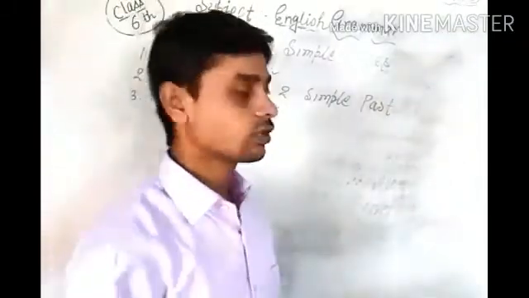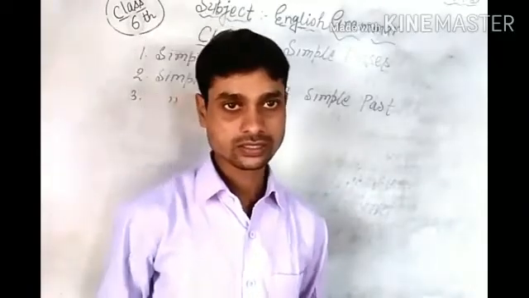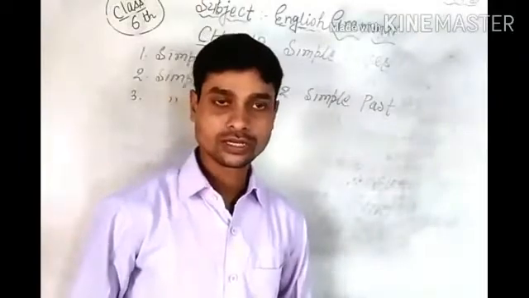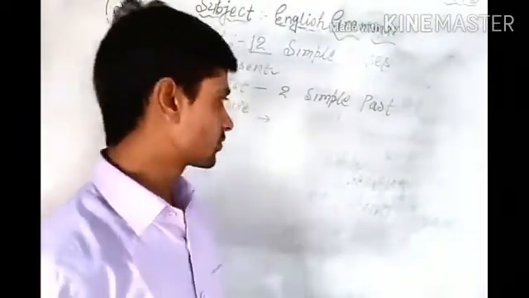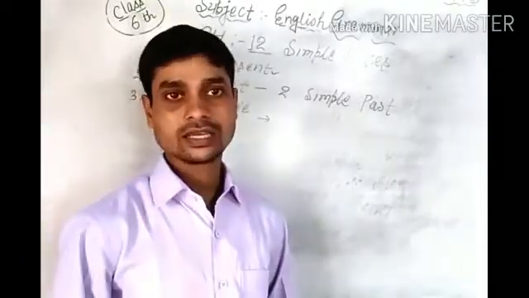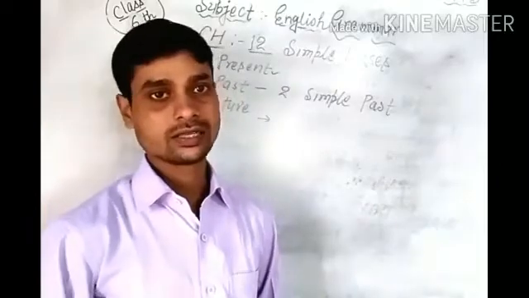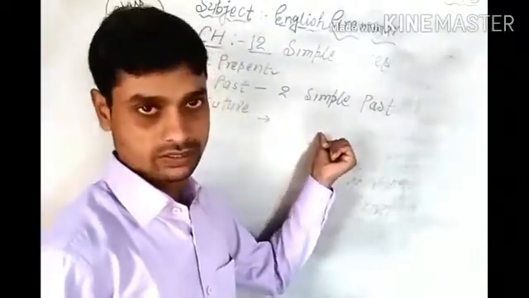What is the recognition of simple past tense? Students, you know at the last of the verb of a sentence comes ya, e, a, or ta, tha, ti, thi, te, the, etc. That is called the recognition of simple past tense.